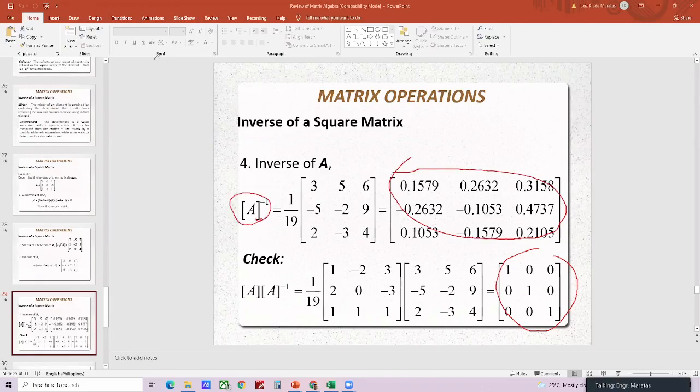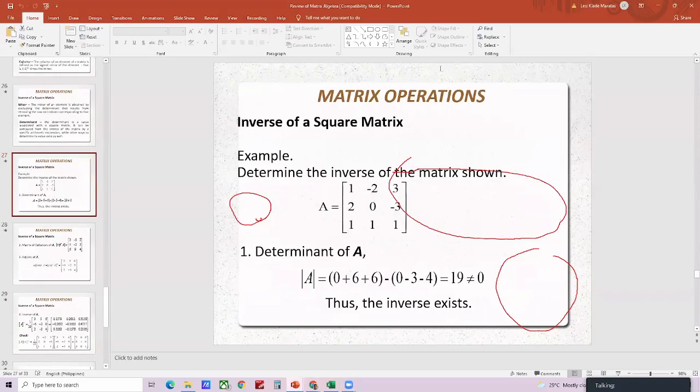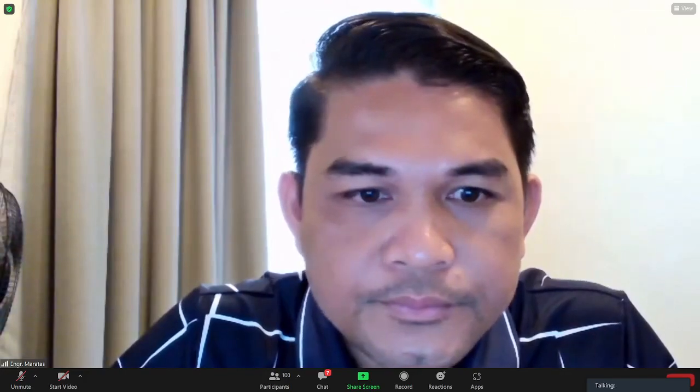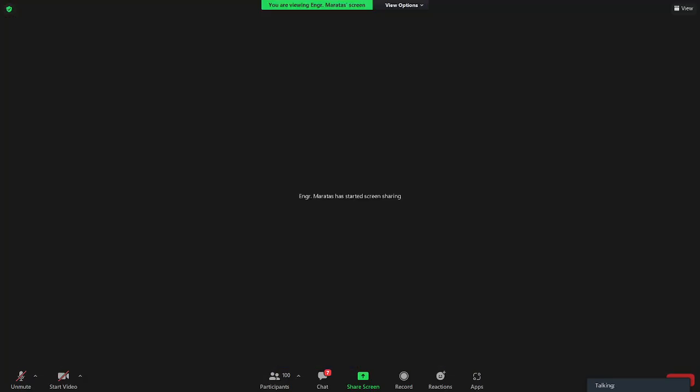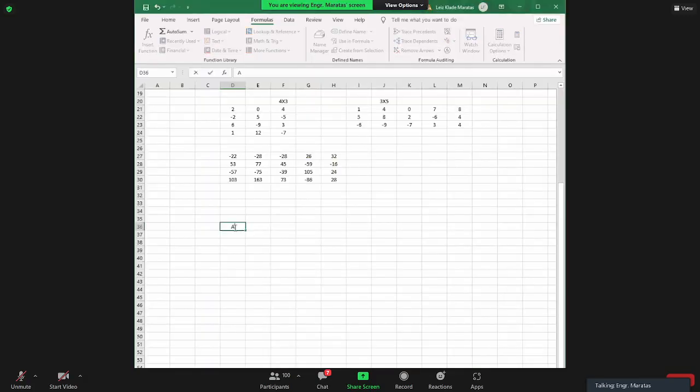Okay, let's check this using Excel. So this is our matrix A. Let's go to Excel. Okay. So our matrix A is 1, 2, 1. This one is negative 2, 0. These are the elements of your matrix A, 3, negative 3, and 1.